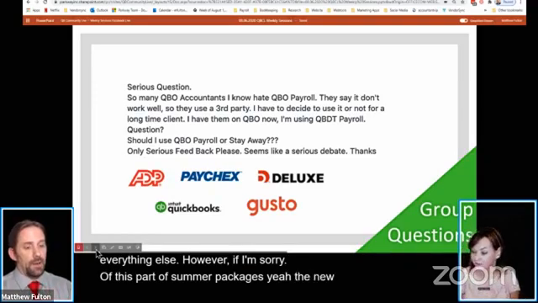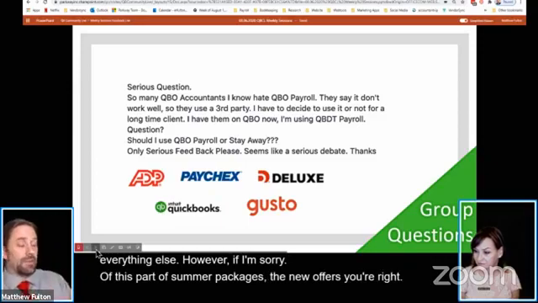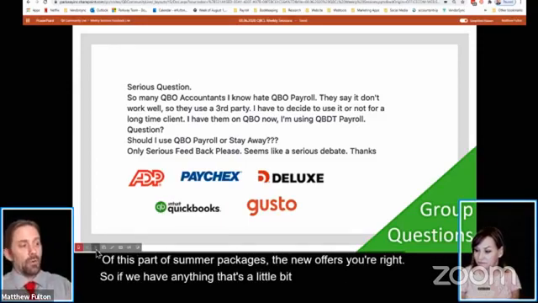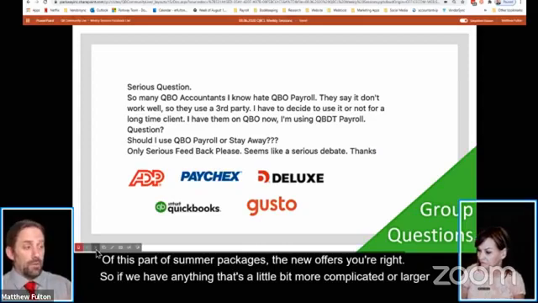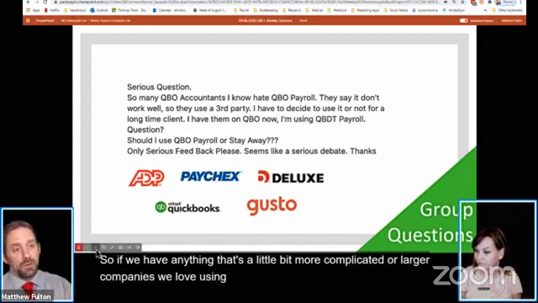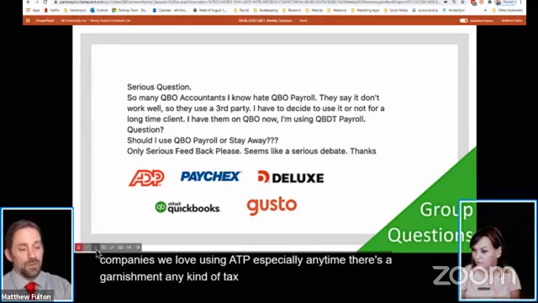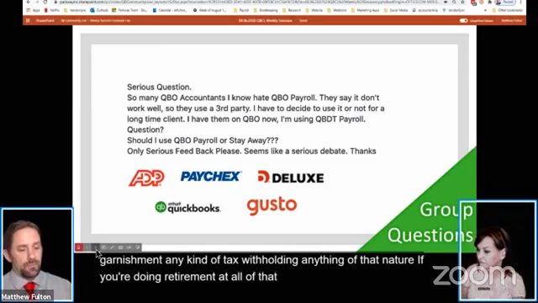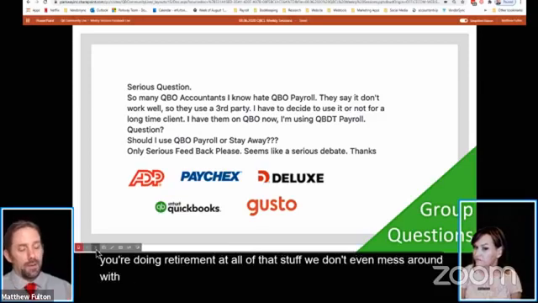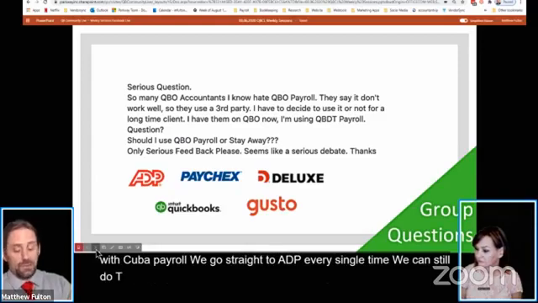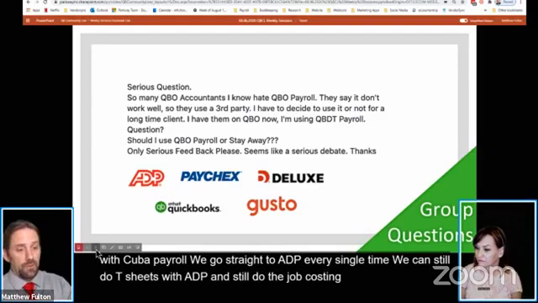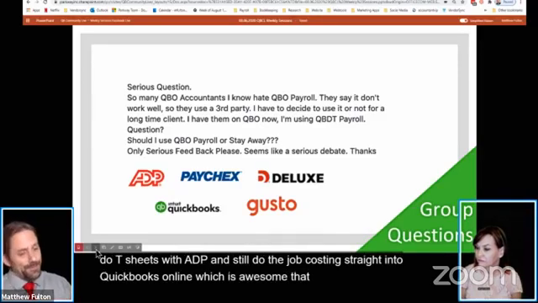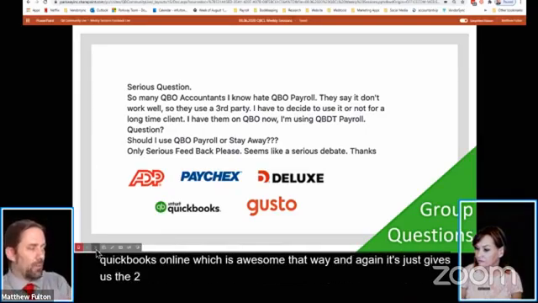If we have anything a little more complicated or larger companies, we would love using ADP, especially anytime there's a garnishment, any kind of tax withholding, or retirement. We don't even mess around with QBO payroll. We go straight to ADP every single time. We can still do T-Sheets with ADP and still do the job costing straight into QuickBooks Online. It gives us two tiers, because not everybody's going to fit into one scenario.